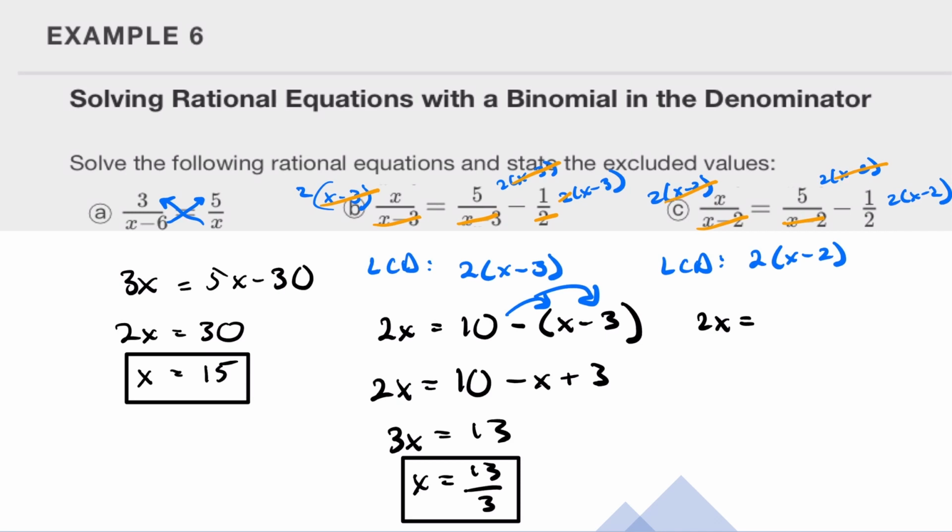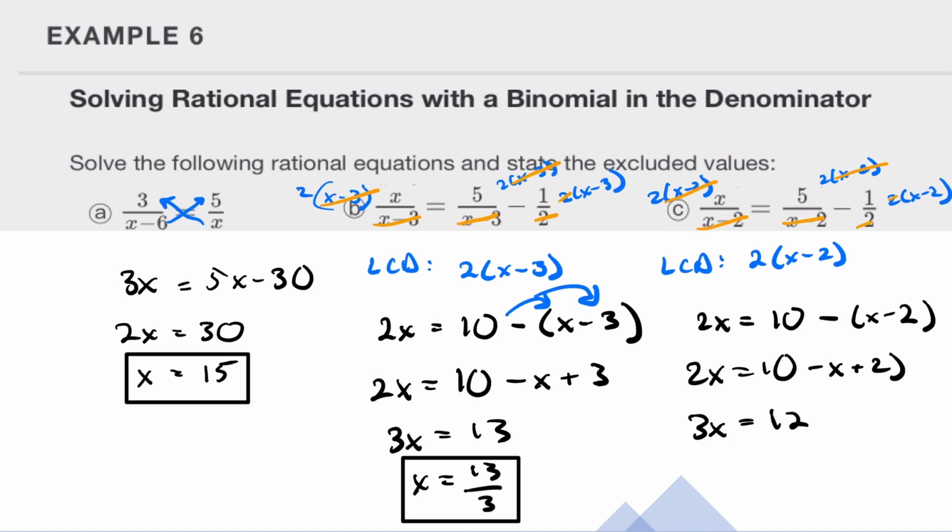Is this the same thing? No. 10 minus, this 2 cancels this 2. So that's minus an x minus 2. Okay. 2x equals 10 minus x plus 2. 3x equals 12. Divide both sides by 3. x equals 4.